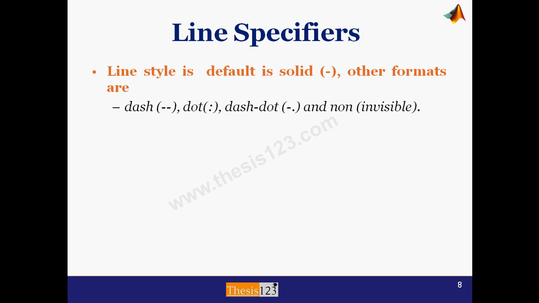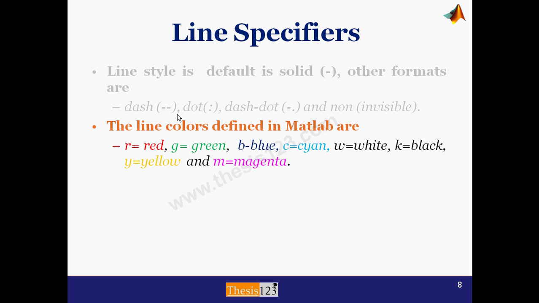In the line specifiers, the line style may be a dot, or a dash, or dash dot, or none, which means invisible. Normally we don't use that, but dot, star dot, or star we can use. Next is the line color. What are the different line colors we can get? By default it is blue, but we can use R for red, G for green, C for cyan, W for white, K for black, Y for yellow, and M for magenta. So different colors can be used for different lines.